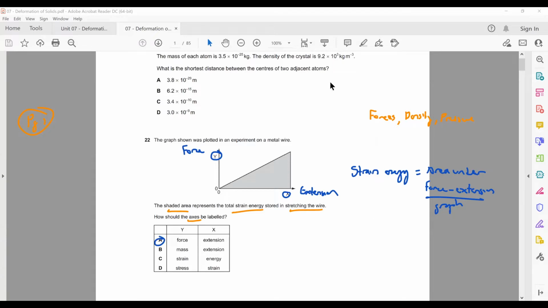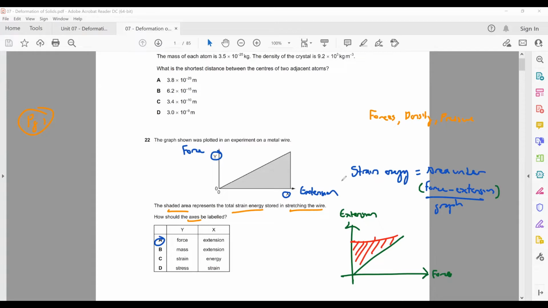Yeah, another thing I should probably mention to you is this. What if your graph axis will reverse? What if you get something like this instead? Where instead of force versus extension, this one will give you extension versus force. And then you still get that same straight line here. Now, in cases like this, the strain energy is still area under the force extension graph, but specifically it will be this one.